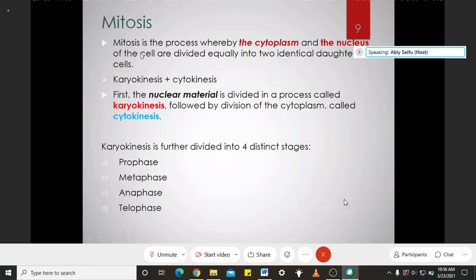So mitosis comprises two major events: karyokinesis, the nuclear division, and cytokinesis, the cytoplasmic division. Karyokinesis is further divided into four distinct stages: prophase, metaphase, anaphase, and telophase. So we are going to characterize each of these phases one by one.